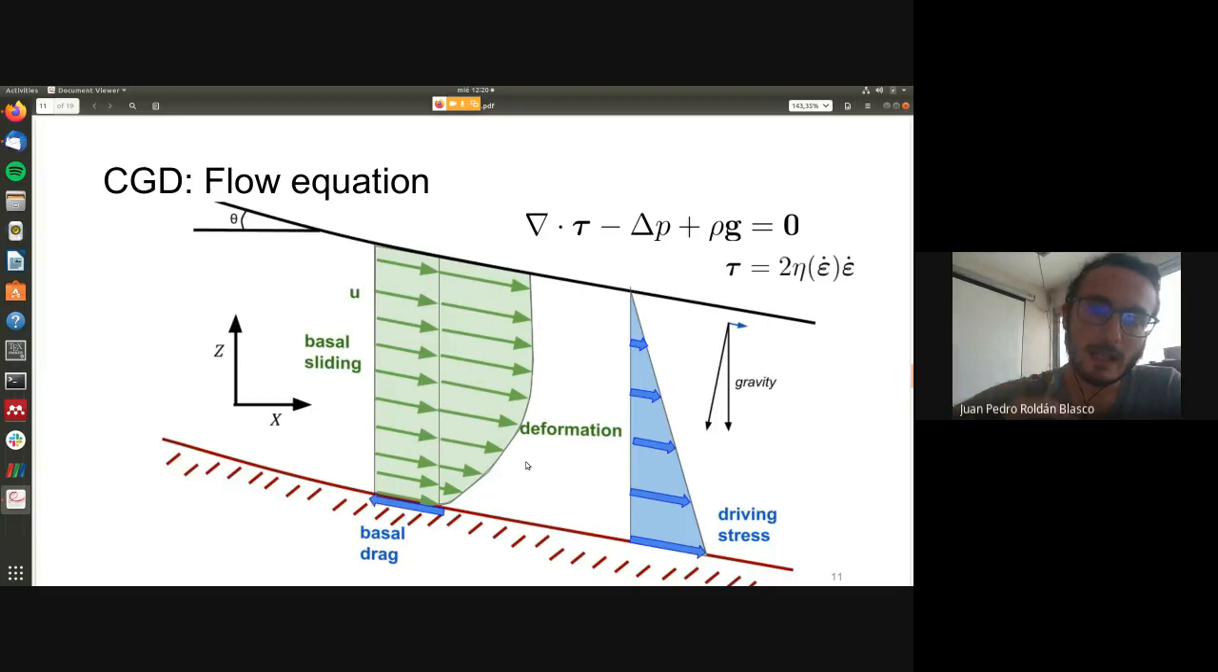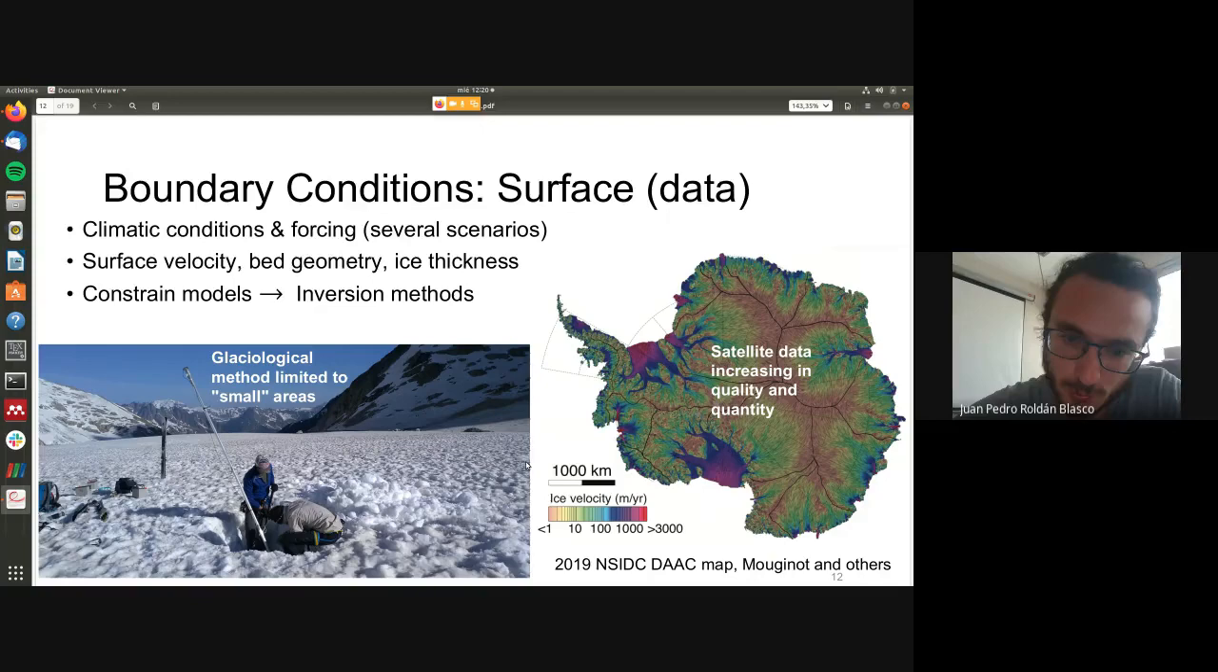And then we come to the kind of boundary condition that we actually try to use to better understand this flow that I showed you before. I'm going to start with the easiest, that is not that related to glacier dynamics. So usually when we are working on a glacier, we will try to see what's happening in the future. So for sure, for that we need climatic conditions and the different climatic forcings depending on the different scenarios.